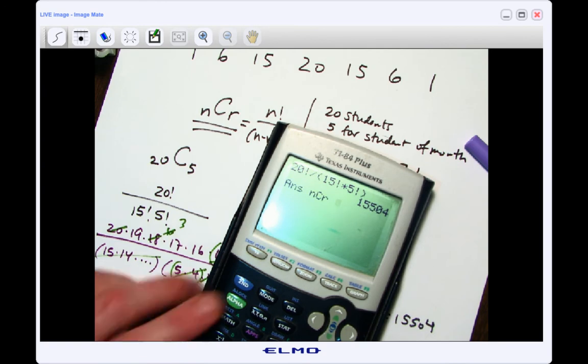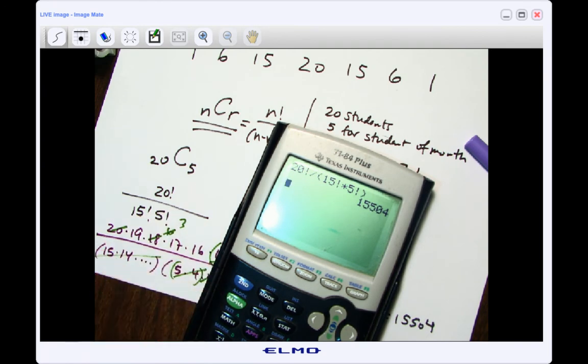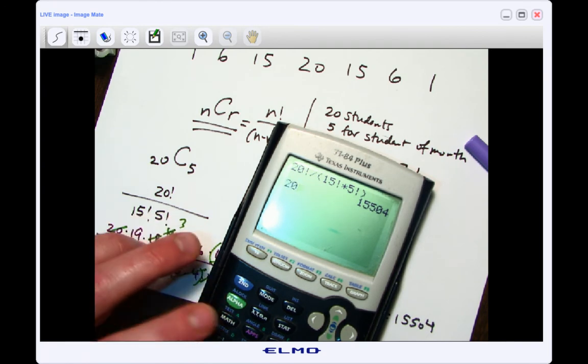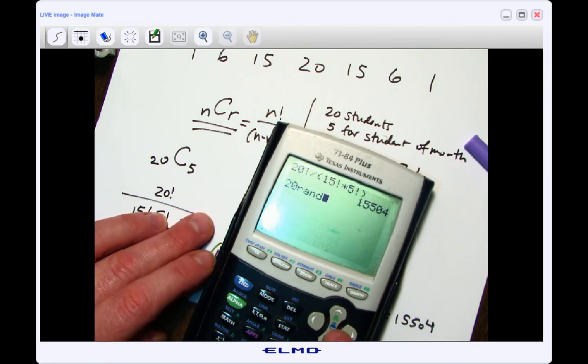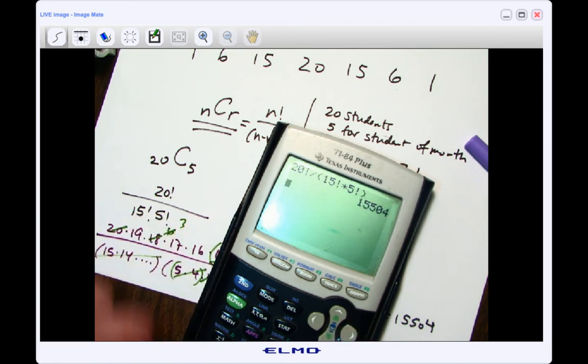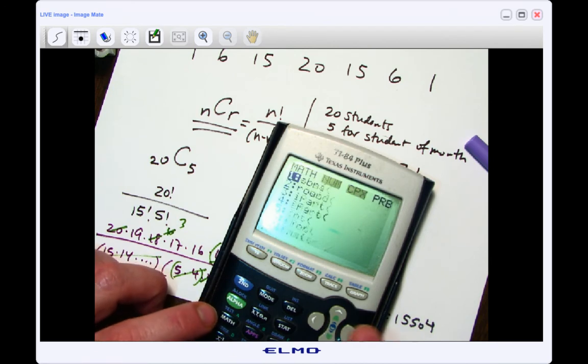Oh, sorry, that's not what I wanted. So what do I want to do? I want to put in the 20. Then I want to hit the math button and go over to probability. Oh, but I don't want to pick the first one. I'm having a bad calculator day.